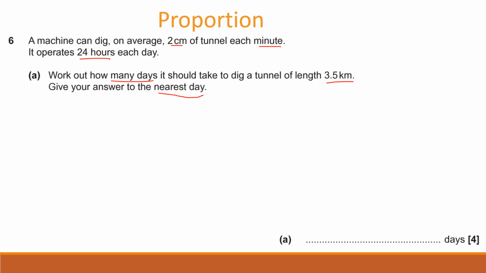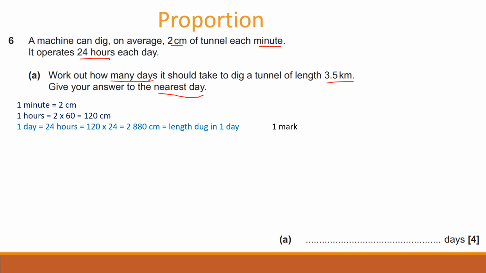So I've got 2 centimetres and I've got 3.5 kilometres. So make sure we convert our units into the same thing. To start with, I'm going to look at the first bit of information that was given for every minute. So each minute we went 2 centimetres. So in 1 hour, I'm going to go 120 centimetres because I'm going to do 2 times 60, because there are 60 minutes in an hour, which gives me 120.